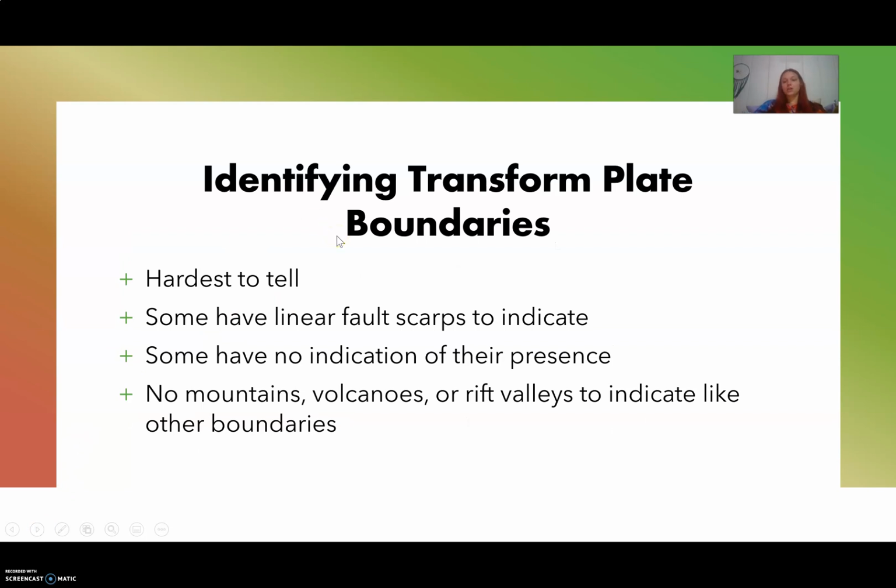So it is very hard to identify a transform plate boundary, and sometimes there is no indication of their presence at all. Sometimes you can look close and find linear fault scarps along these ridges to find evidence that they exist, but there are no mountains, volcanoes, or rift valleys to indicate that they are there like in the other boundaries.